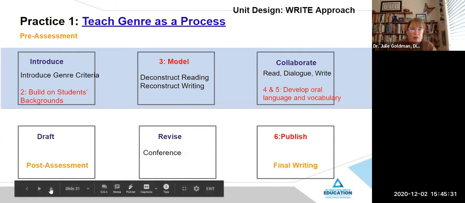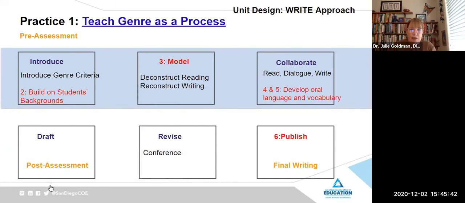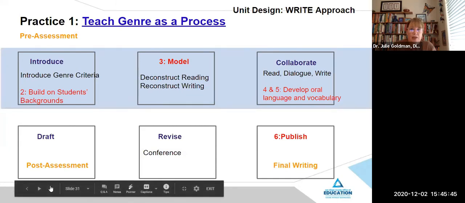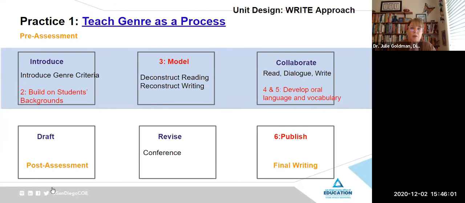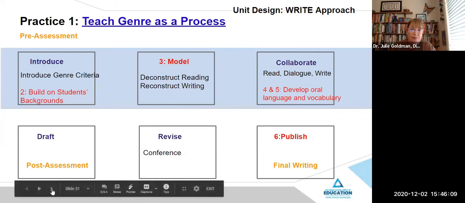We've talked about building on our backgrounds, the whole process itself. The instructional process is teaching genre as a process. And now we're focused on that top right-hand square, the collaborate. It's time to collaborate, where we're reading, writing, and speaking, and not writing as an afterthought. It's all happening together, simultaneously. And this is where those next two practices come into play, developing oral language and vocabulary. Next slide.